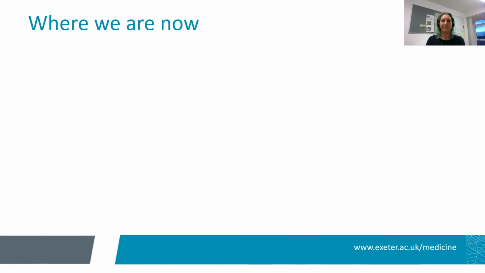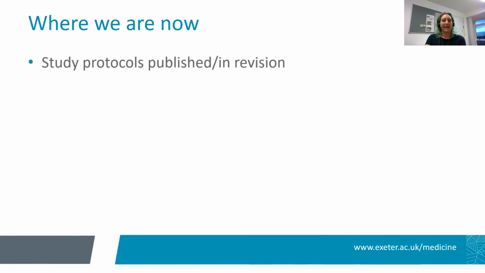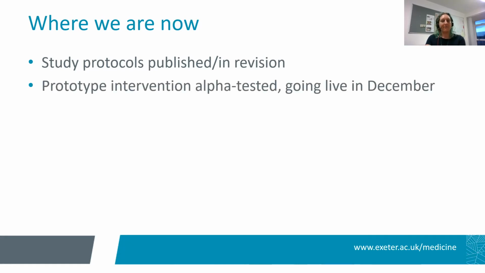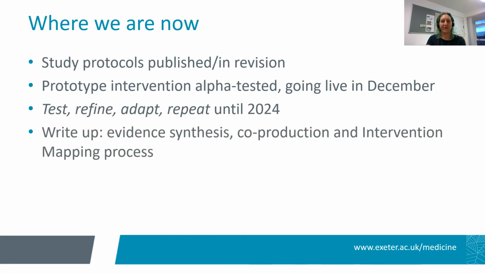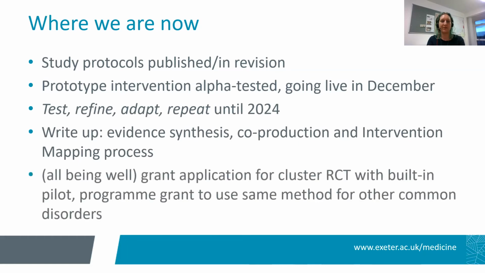It's a few years off now, though. So overall, we've got one of the protocols for the study, for the evidence synthesis, published, and the other one, for the actual feasibility study, has just been revised. We've alpha tested the prototype, which means that my planning group have all had a really good chance to play with it and tell me exactly what they think is wrong with it and make those changes. And it's going out to schools in a couple of weeks. And then we're just testing, refining, adapting and repeating that process for a couple of years. And I also have to write up the first 3 papers from this work to publish in journals as well.